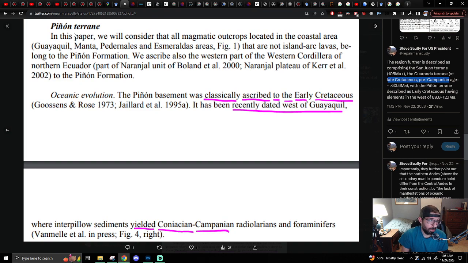And then the Pinon terrain, I've underlined here, the Pinon basement was classically ascribed to the early Cretaceous. It has been recently dated west of this location, where interpillow sediments yielded this period Coniacian through Campanian radiolarians and foraminifers, which is why I put 89.8 to 72.1 for this period. Okay, that's all that one.